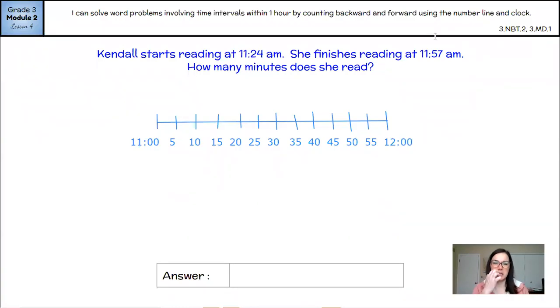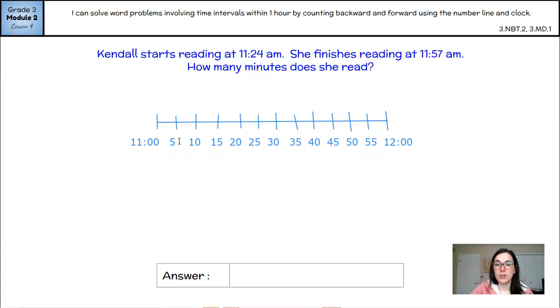Okay, boys and girls, today we're going to continue Module 2, Lesson 4, and I'm just picking up where I left off yesterday. So we're going to start with a word problem. Kendall starts reading at 11:24 a.m. She finishes reading at 11:57 a.m. How many minutes does she read?